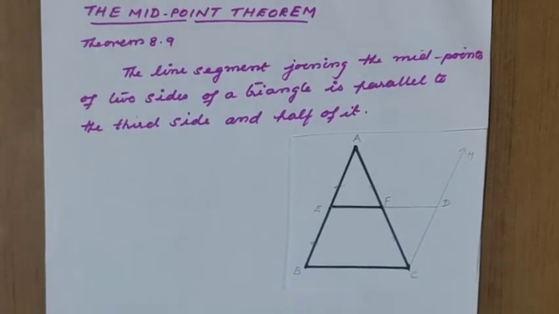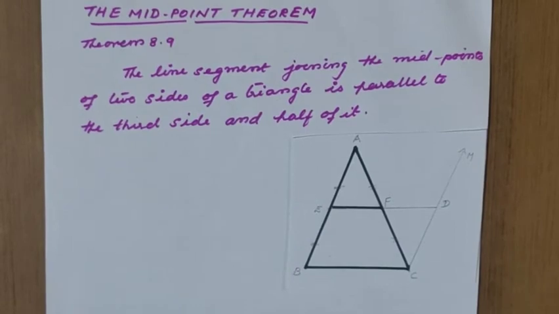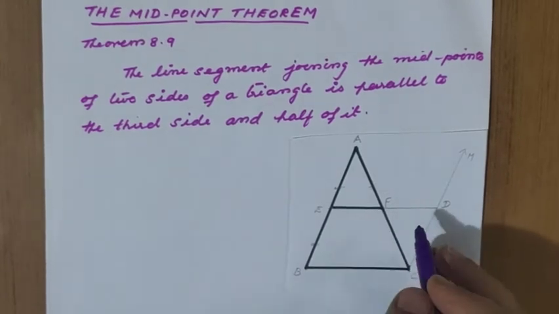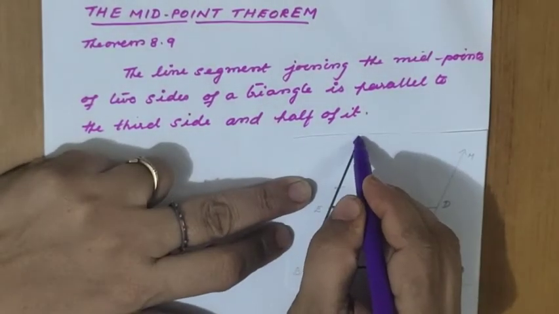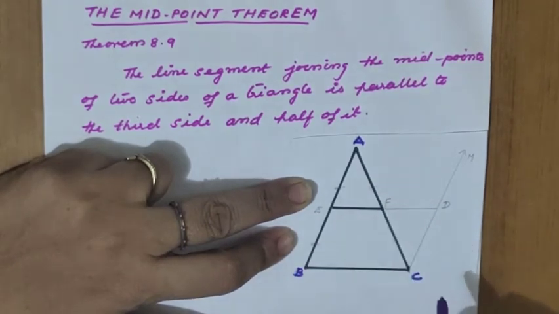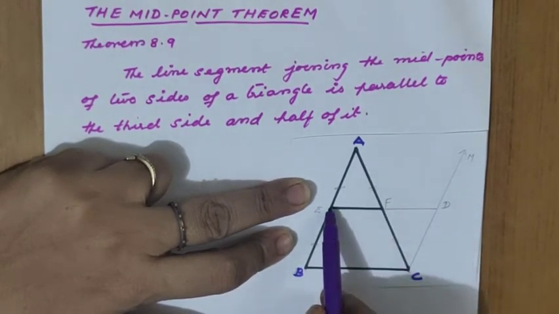Morning, children. The most important theorem from this chapter, the midpoint theorem. Theorem 8.9: the line segment joining the midpoints of two sides of a triangle is parallel to the third side and half of it. If you consider the triangle diagram, what are the sides AB, BC and AC? Only two sides' midpoints we have to join.